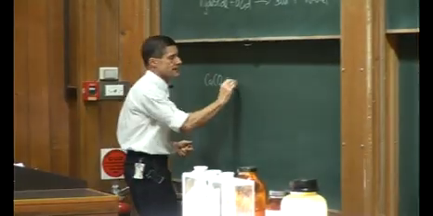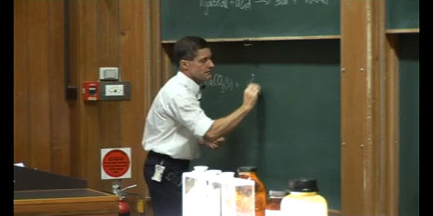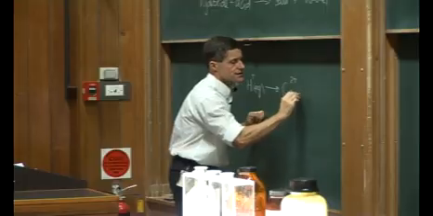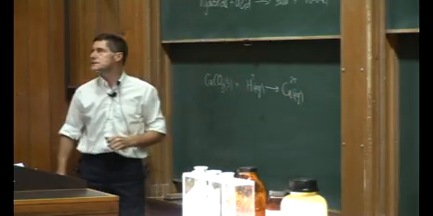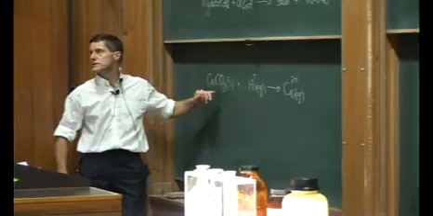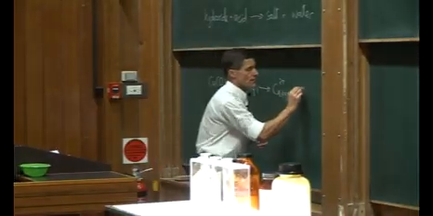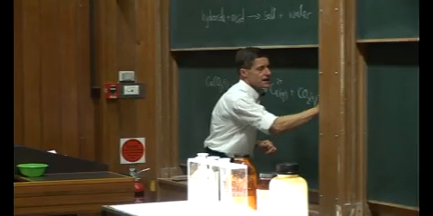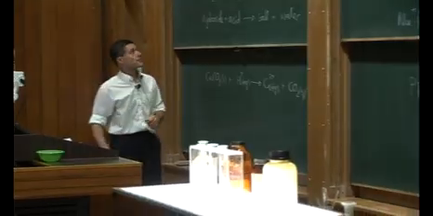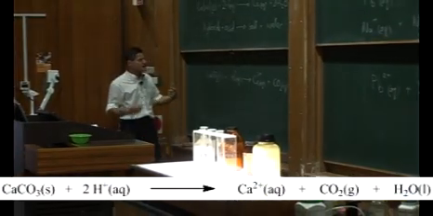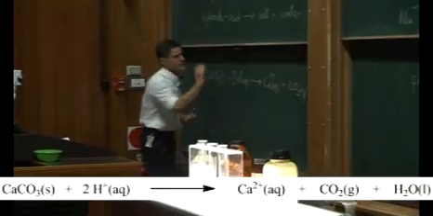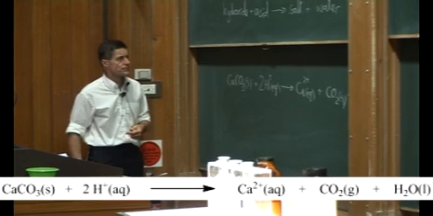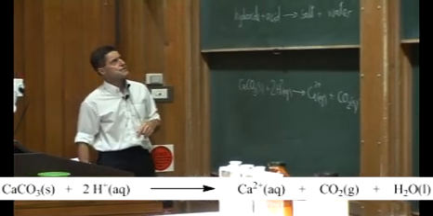So calcium carbonate plus H+ gives us calcium ions in solution, and we end up with carbon dioxide gas and water as a byproduct. Why is that? I can balance that equation by putting 2 lots of H+ there, and then the charges are balanced left and right.